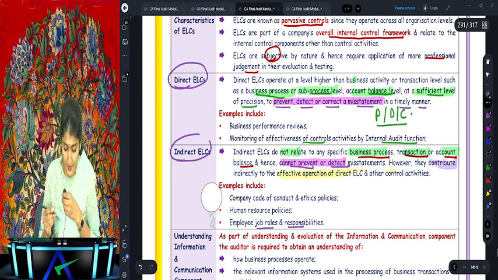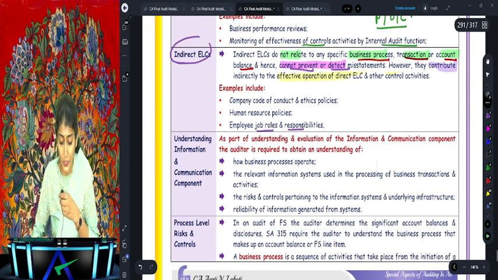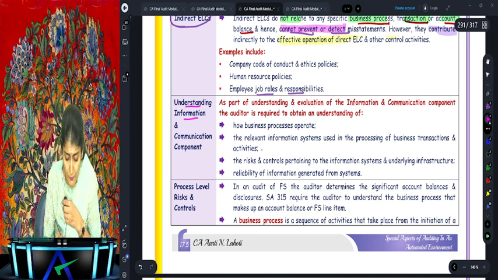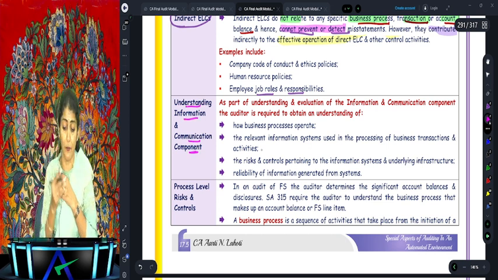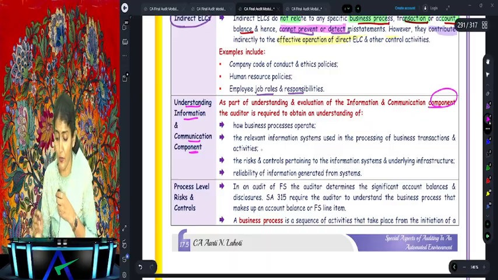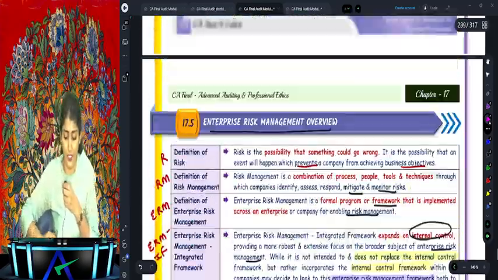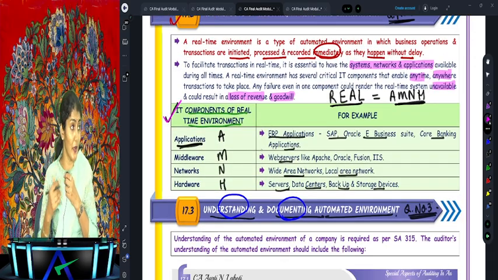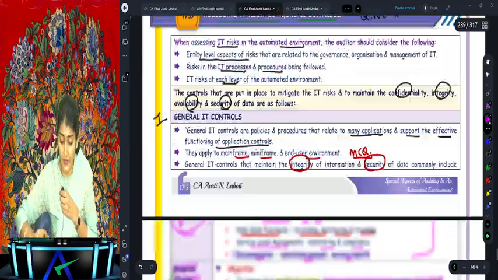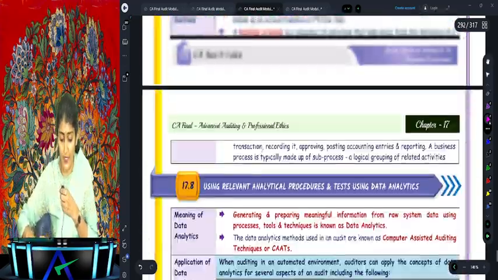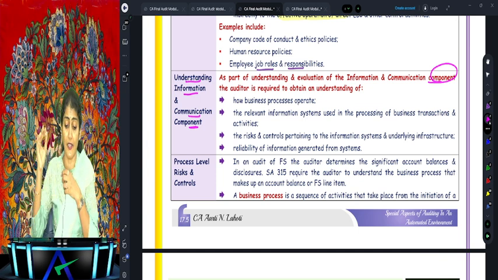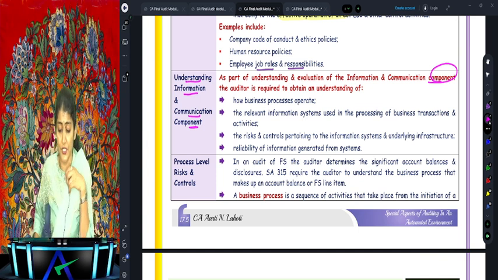Are you understanding? Then as an auditor, when you are doing the audit, what you need to do, you have to understand information and communication of each component, right? We had already talked about the IT components in the beginning of the chapter, wherein we talked about the AMNH. Right, see over here, IT components of real-time environment, AMNH. Now they are again saying, okay, auditor, when you are checking the entity level controls and the process level controls, you have to understand the information and the communication component.